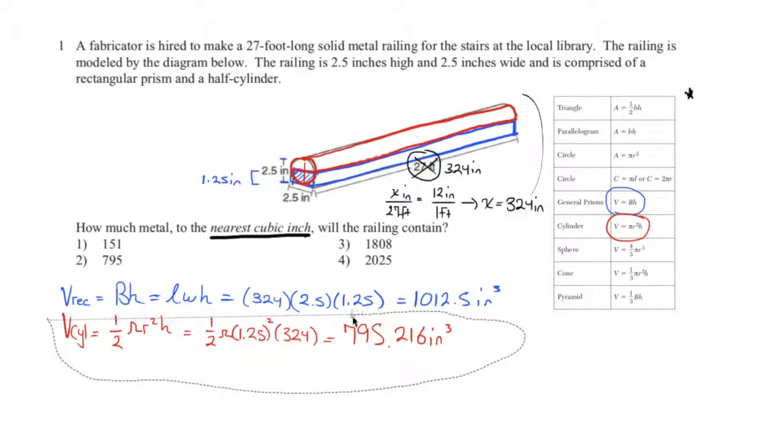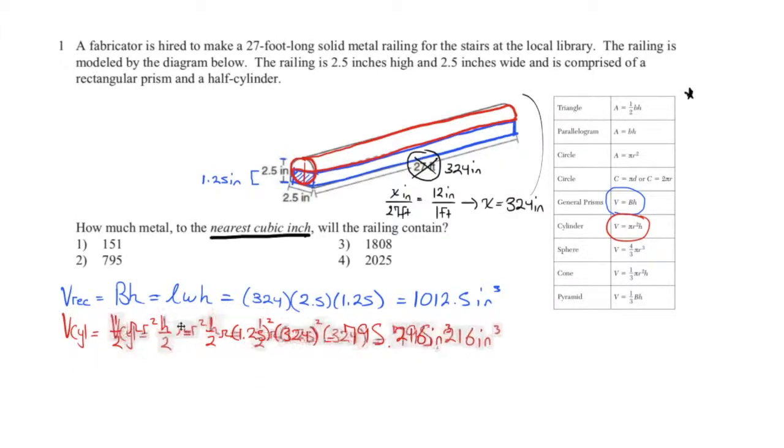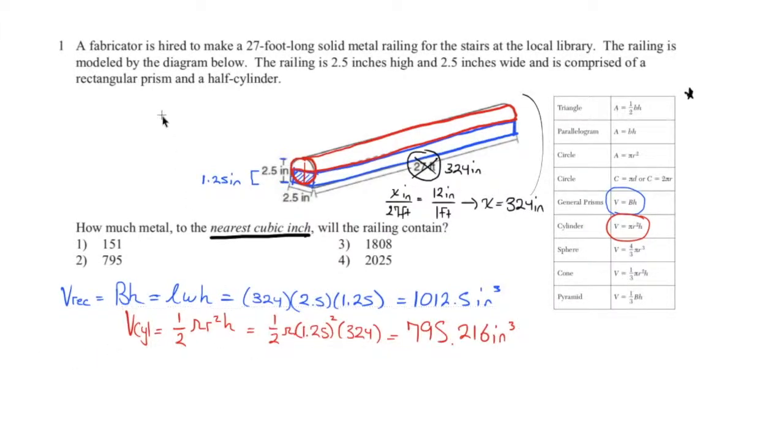So now we're getting down to the end here. We're going to need to add these two volumes together. And when we do that, we're going to wind up with 1807.716 inches cubed, which is awfully close to 1808, and the answer is 1808 inches cubed.